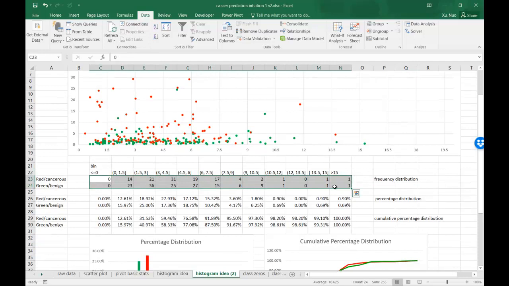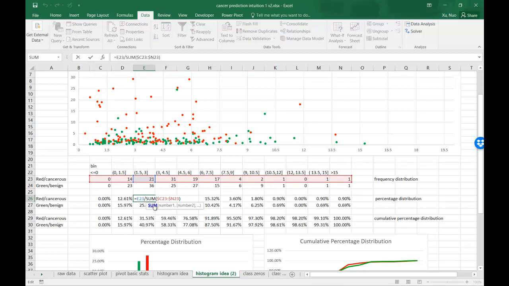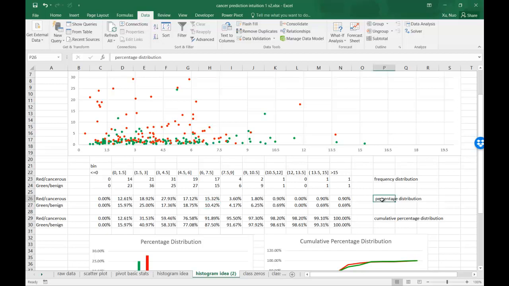Compared to these raw counts, an even more meaningful way of capturing the distribution is to convert them into percentages, which is defined as the count in each bin divided by the total counts, shown in this formula in Excel. So this number is calculated by 21, the number of counts in this bin, divided by the total number for the cancerous cases. Similarly, every other cell is defined the same way. And we call this the percentage distribution. The advantage of creating this percentage distribution is to remove the effect of different sizes of the two groups and make the results more comparable.